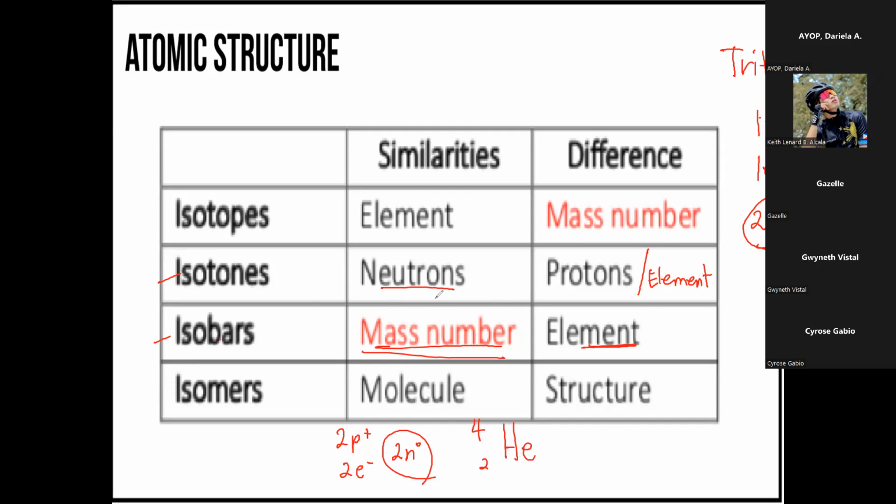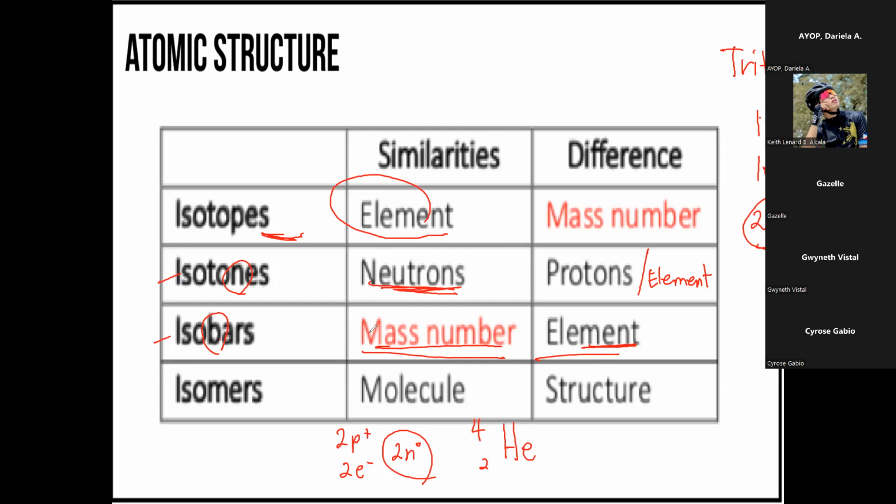Kung neutrons lang, hindi naman necessarily na the same mass number. Neutrons lang talaga ang magkapareha, isotones. Pag mass number na talaga, isobar. Yan yung tawag natin. Okay? Different element ha, different element. Ang magkapareho lang na element, itong isotopes. Magkaiba sila ng mass number.